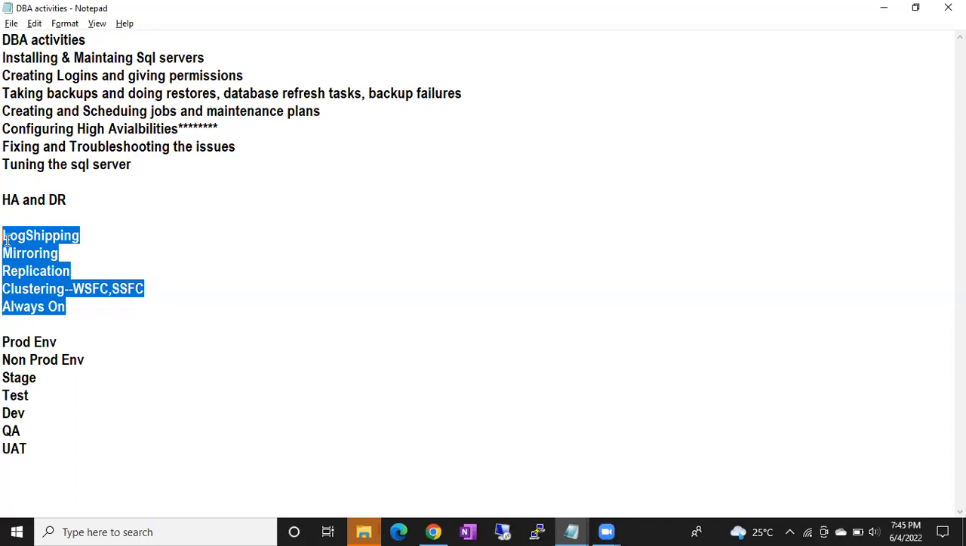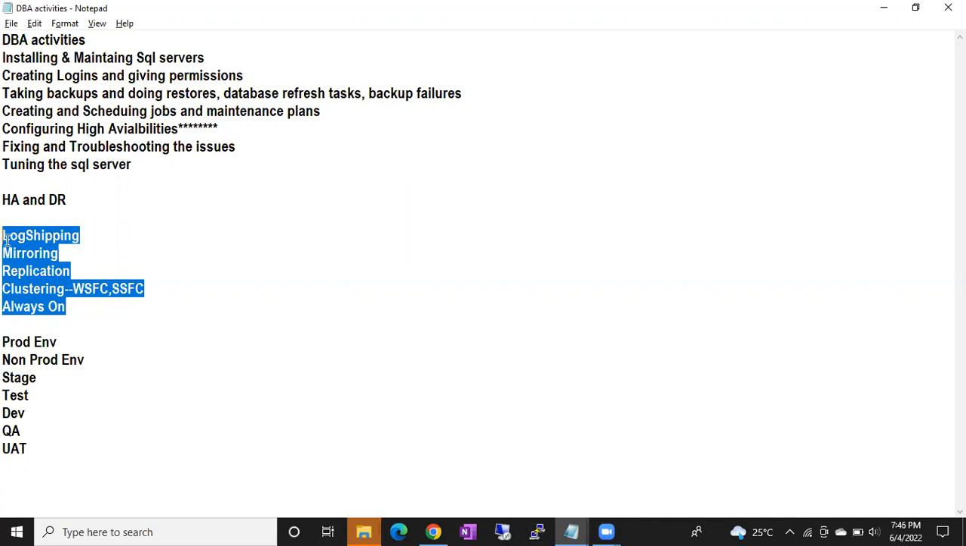Why we have 5 techniques is because the way the data is synchronized is different in each of them. In log shipping, data is synchronized in a different way. In mirroring, data is synchronized in a different way. In replication, data is synchronized in a different way. In clustering, there is no data synchronization. It doesn't replicate the data; it switches the resources between the servers. And Always On synchronizes the data in a different way.